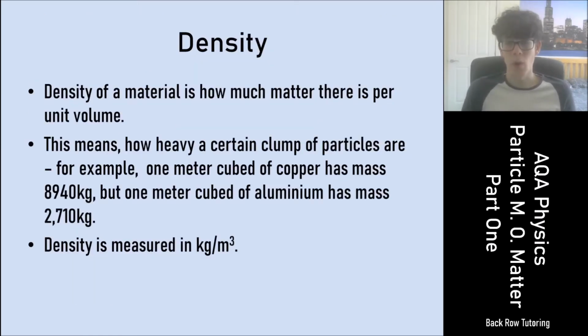So, the first thing we're going to look at is density. Density of a material is how much matter there is per unit volume. This means how heavy a certain lump of particles are. For example, 1 meter cubed of copper has mass 8,940 kilograms, but 1 meter cubed of aluminium has mass 2,710 kilograms. Density is measured in kilograms per meter cubed.